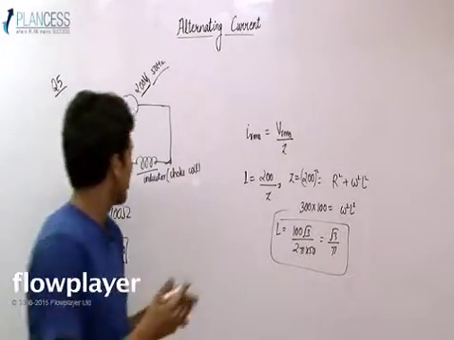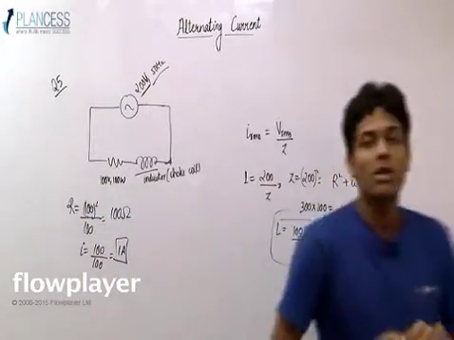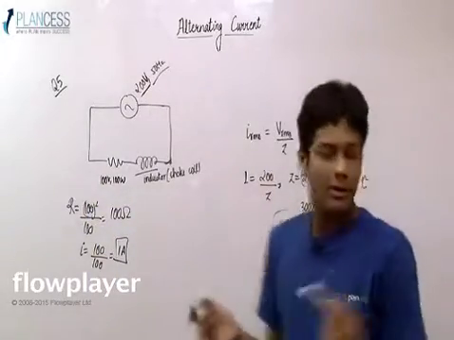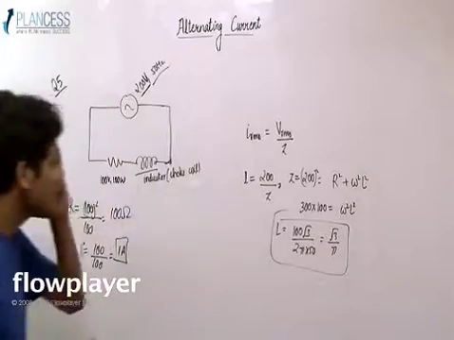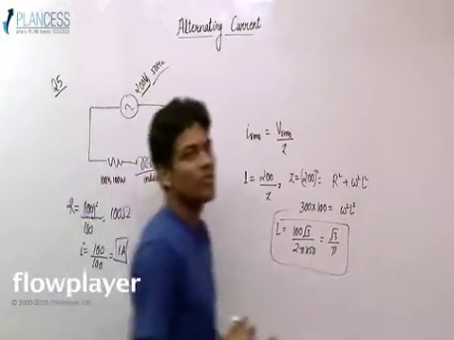So the inductance of this inductor comes out to be root 3 by pi. Okay. So you can clearly see that this is the practical example what you see in your daily life.